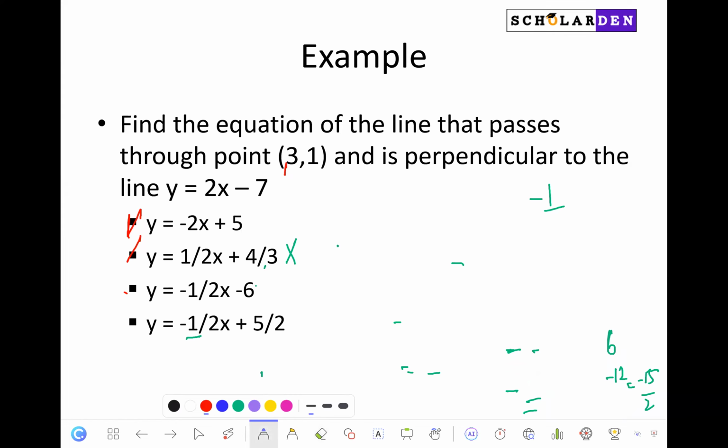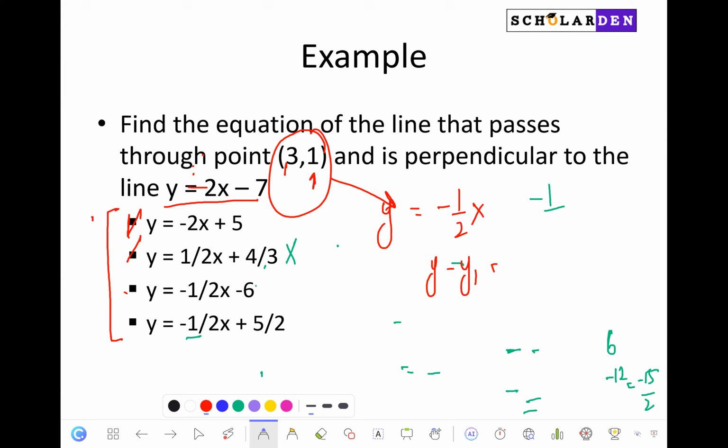If we were not given these options somehow, and we were supposed to come up with the equation of a line that is perpendicular to this line and passes through this point, first of all, we would identify y is equal to 1 by 2x. Then how do we make this line pass through the point? We use the point slope form, not the slope intercept form. And what is the point slope form? The point slope form is y minus y1 is equal to m into x minus x1.